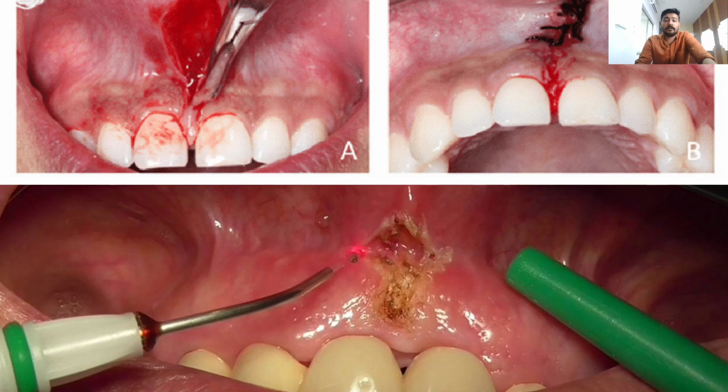Now, there are two schools of thought. The orthodontic school favors the removal of the frenum after about 80 to 90% of the space closure in order to avoid scar formation.